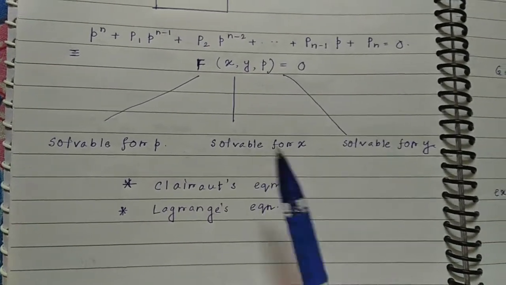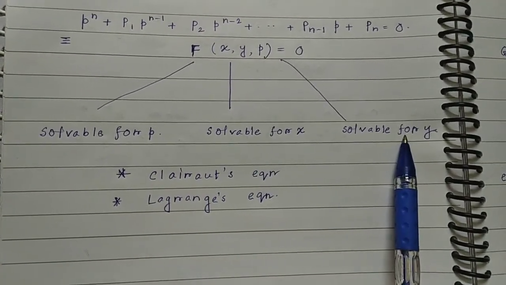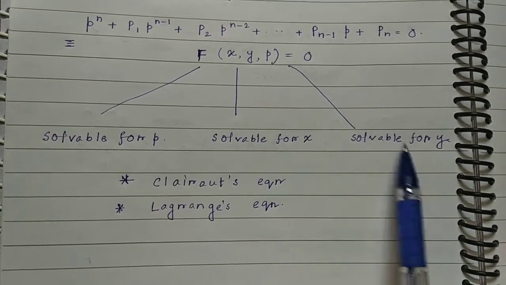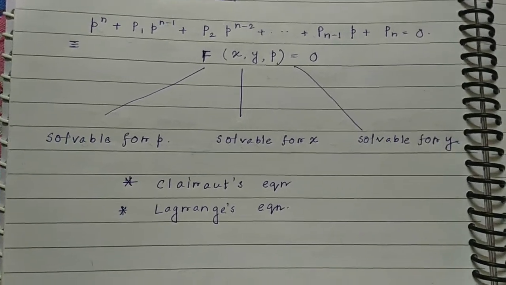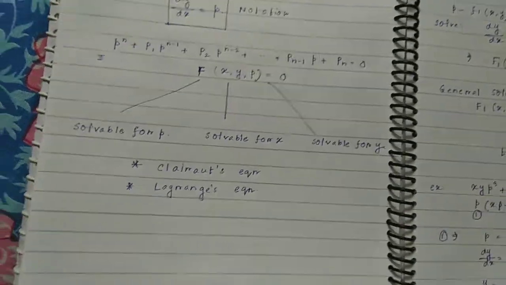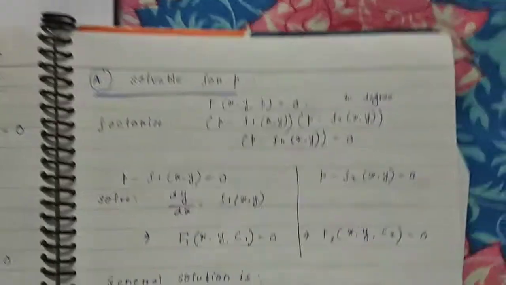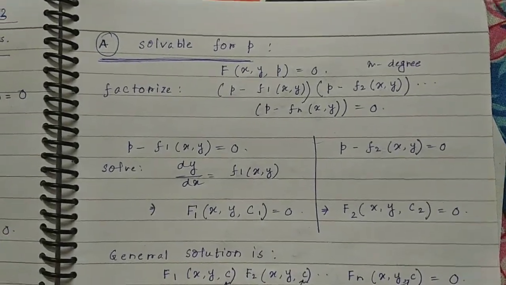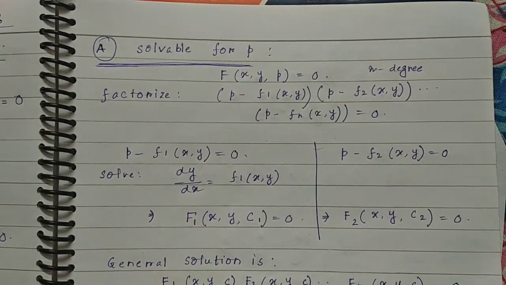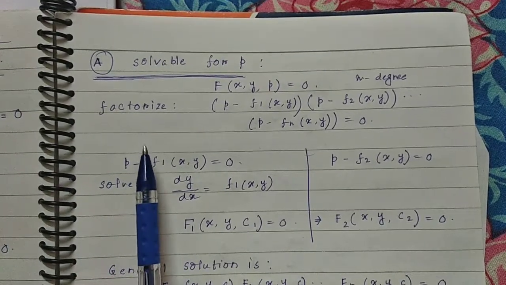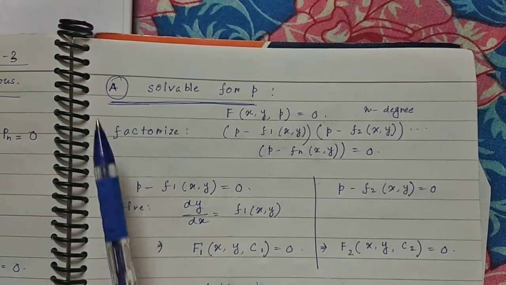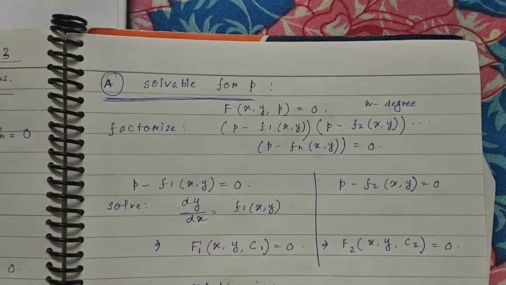Basically, these three things are independent. You will see that these two, solving for x and solving for y, are very similar. Okay. So before going into this, I am going to discuss what is meant by solvable for p.